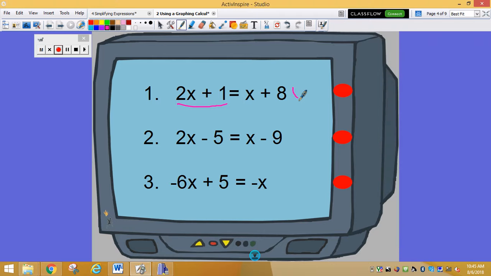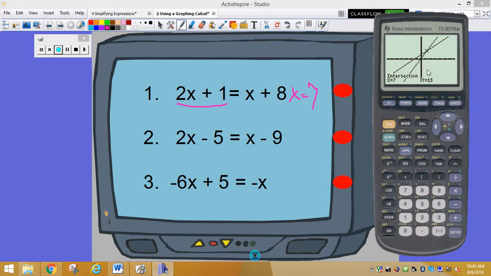And what does x equal? X equals 7. Don't worry about the y for right now. We're going to get into that when we do systems of equations. But for right now, just your answer is x is 7. Okay, let's do the next one.